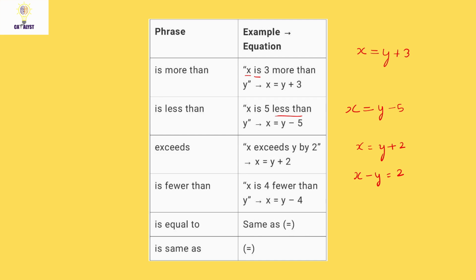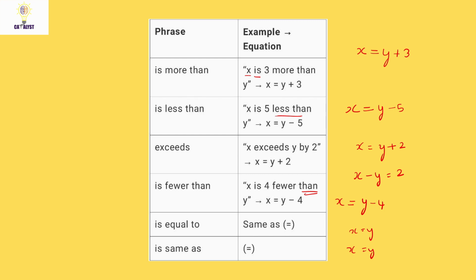Okay. Is fewer than. X is 4 fewer than y. Again, x is. So you will write x equal to 4 fewer than y. Reverse order. Y minus 4. Is equal to, is same as means x is equal to y. So you'll directly write x equal to y. X is same as y, that time also x equal to y.